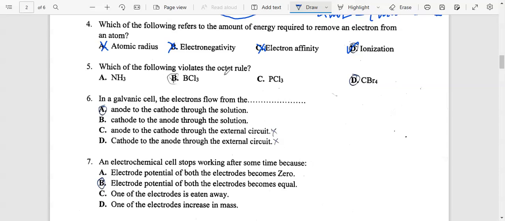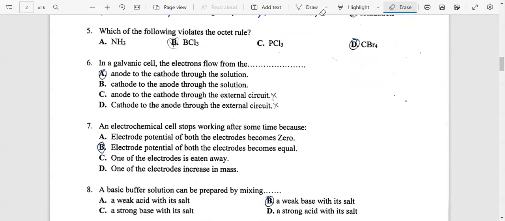Which of the following violates the octet? Which one violates the octet? Now if you look at ammonia, ammonia is like this. If you draw the Lewis structure, it has got one lone pair here, so it doesn't violate the octet. How did I draw this structure? Maybe you need to know how to draw the structures, because if we just say this one doesn't violate the octet, you might not be able to understand.